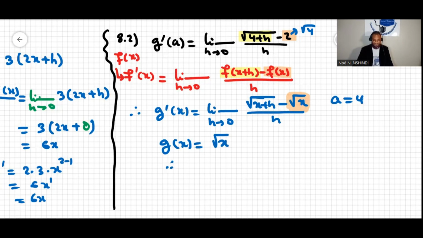Therefore, x here is just equal to a, which is equal to 4. You just put an arrow there. Okay, if you don't get it, watch the video over and over until you get it completely.